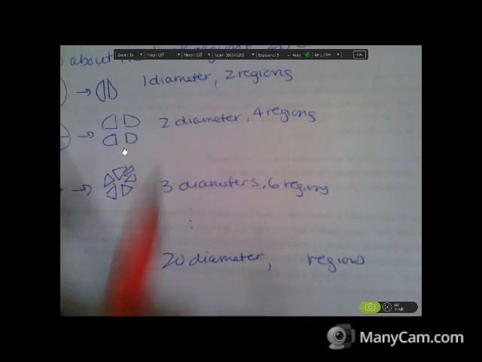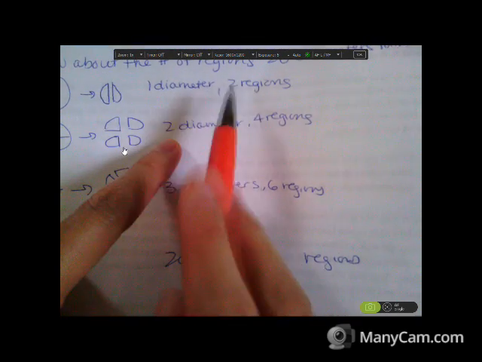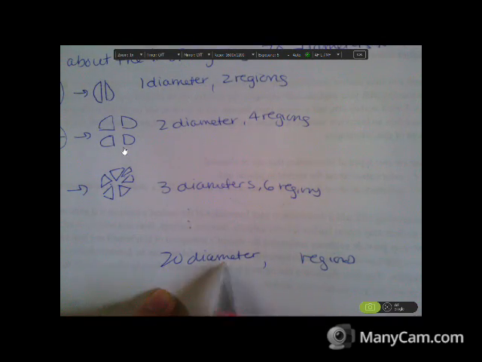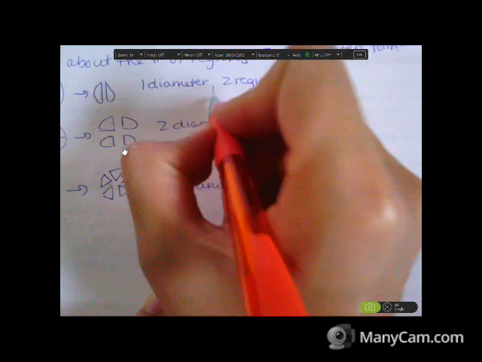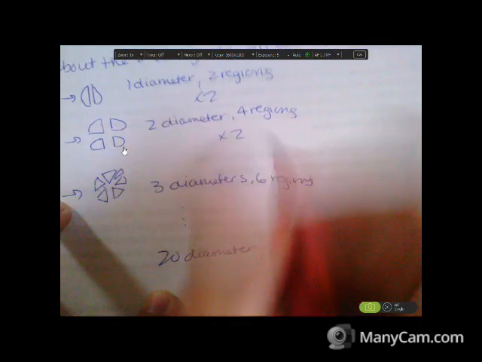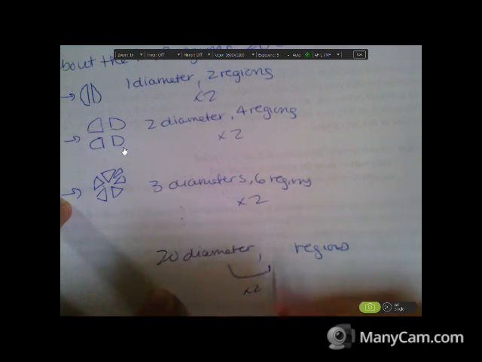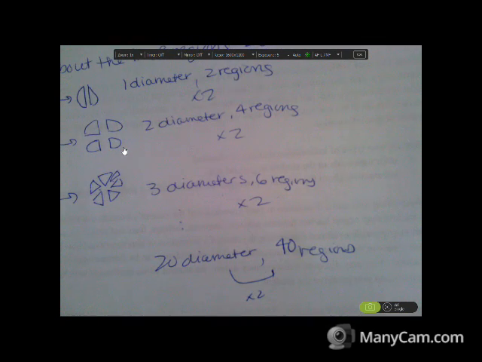If you look at the pattern here, we go from 1 to 2, 2 to 4, 3 to 6. So 1 to 2 you multiply by 2, 2 to 4 you multiply by 2, 3 to 6 you multiply by 2. So 20 times 2 gives us 40 regions. So why don't you try the got it for problem 2.